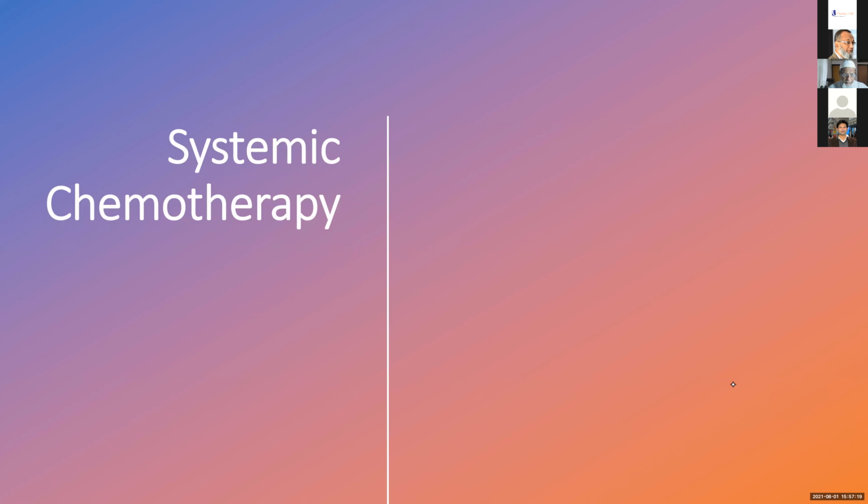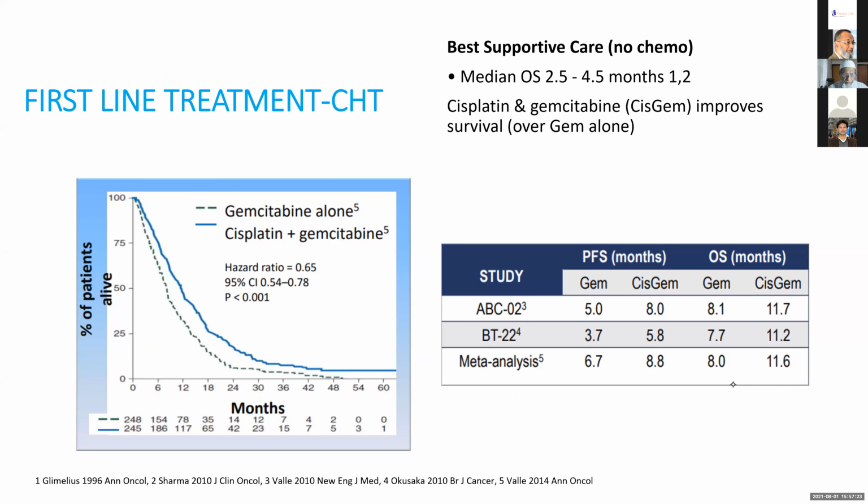So, what about systemic chemotherapy for the advanced and adjuvant settings? The first line of treatment is always gemcitabine-based treatment. When you combine gemcitabine-based treatment with cisplatin, the combination chemotherapy shows a median survival of 4.5 months.